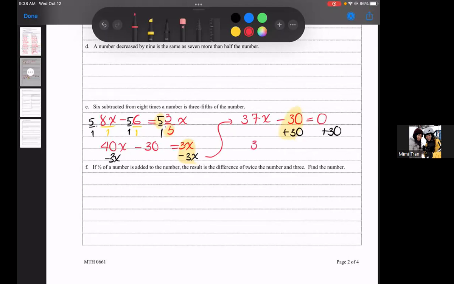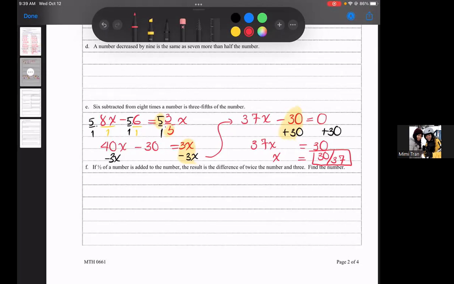On the exam, if you don't want to do the little step like that, it's fine. Divide both sides by 37 is 30/37. It's not simplification. There's nothing you can do. 30 is even, 37 is not only odd, it's prime.